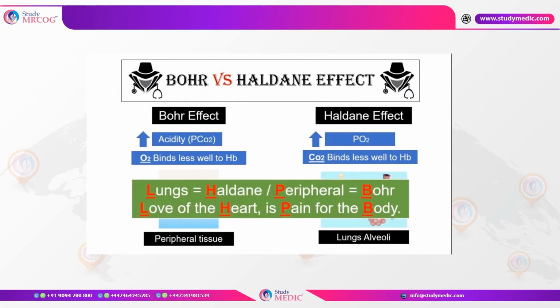Whereas if you take the peripheral tissues, we find in the peripheries the partial pressure of carbon dioxide being high. So this leads to less binding of oxygen to the hemoglobin. This is called the Bohr effect.